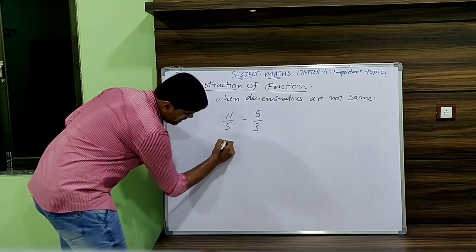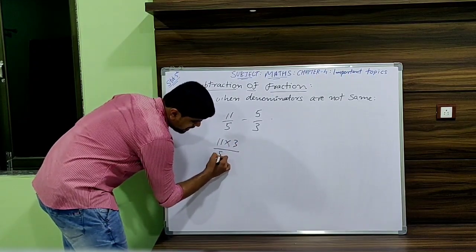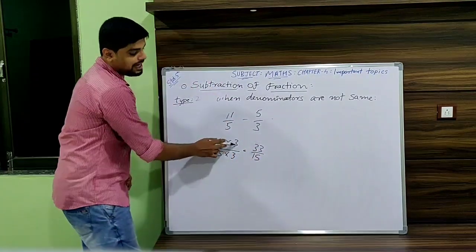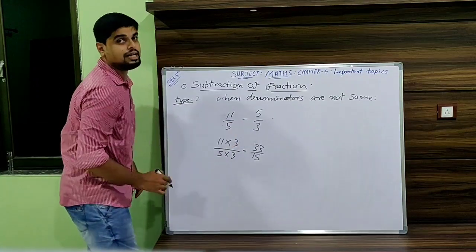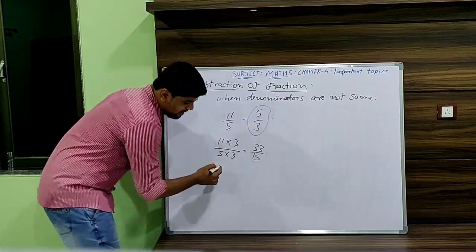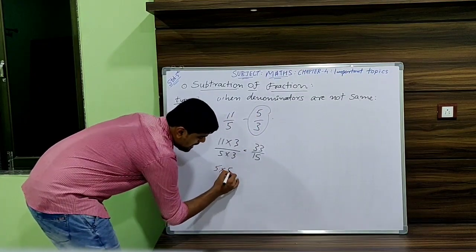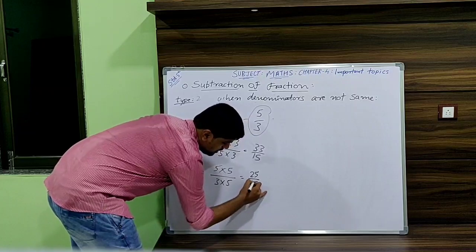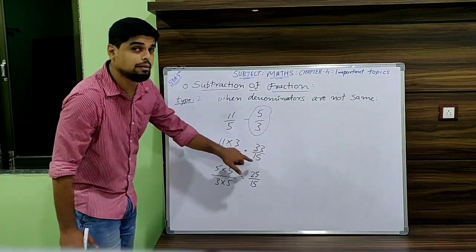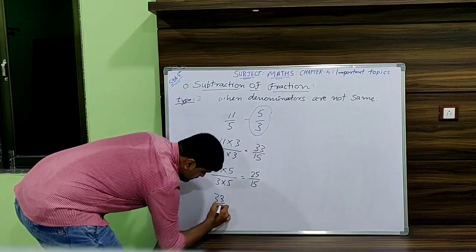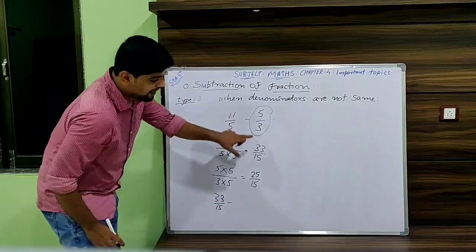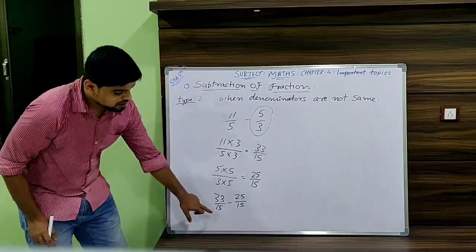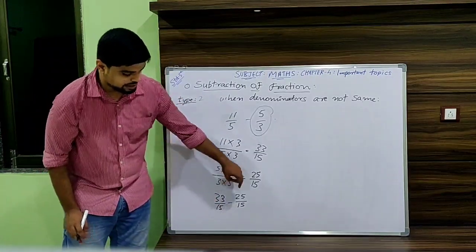So let's do it. 11 into 3 upon 5 into 3, that is 33 upon 15. Why are we multiplying it by 3? Because we have to make both the denominators the same. Now this term we have to multiply by 5. So 5 into 5 divided by 3 into 5, which becomes 25 upon 15. So for 11 by 5 we have 33 by 15, minus, for 5 by 3 we have 25 by 15. So you can see here, when denominators are the same, we can directly subtract the numerators.